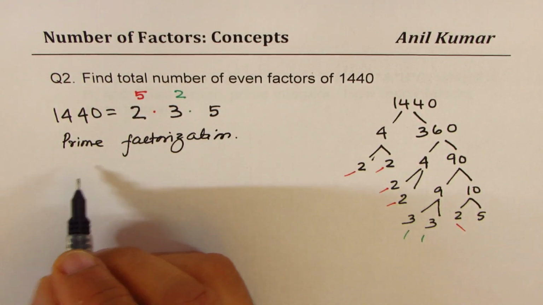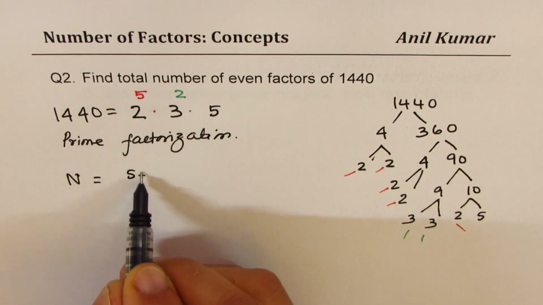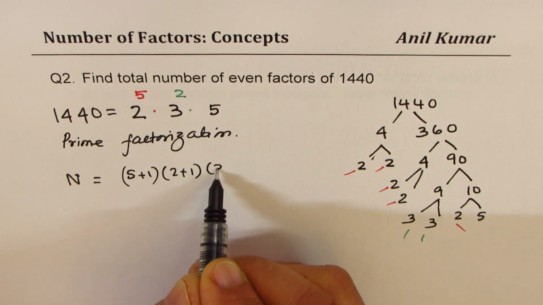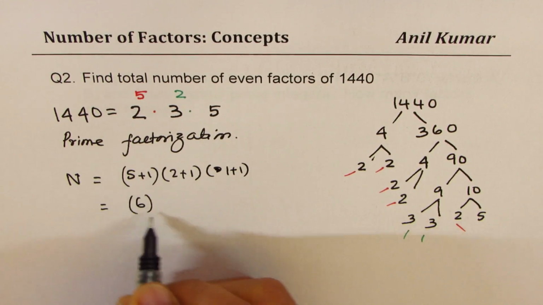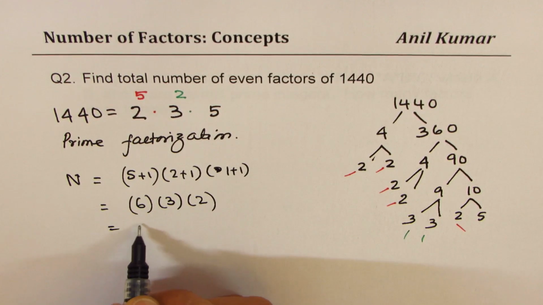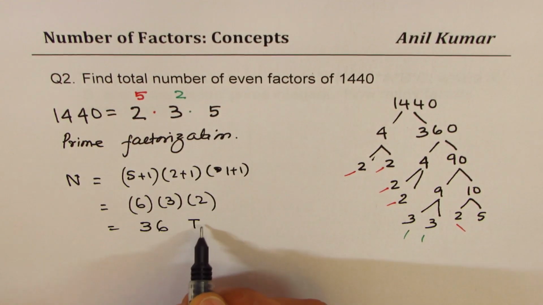Correct. So the number of factors, let's say capital N, is 5 plus 1, which is 6, times 2 plus 1, which is 3, times 1 plus 1. Okay, so that gives you 6 times 3 times 2, right? So 18 times 2, 36. So we could have 36 total combinations, right? So these are total combinations.